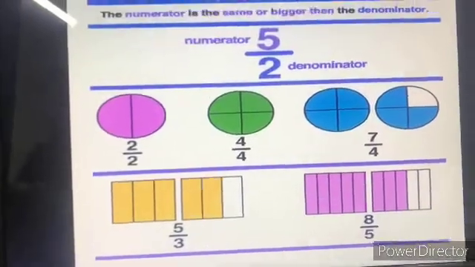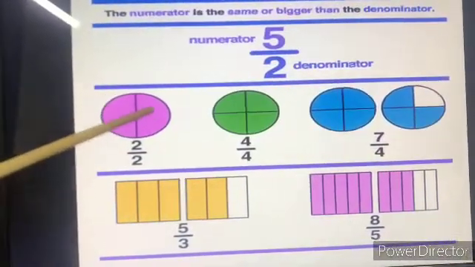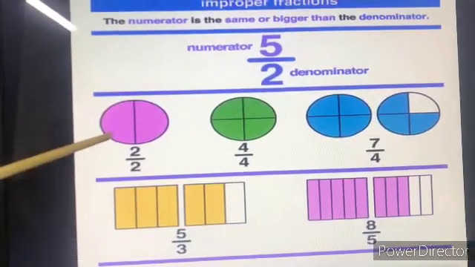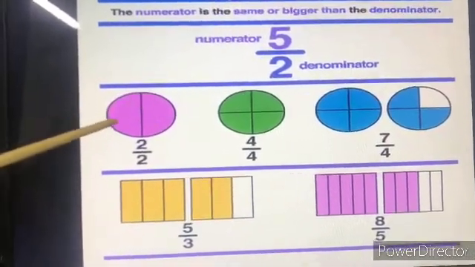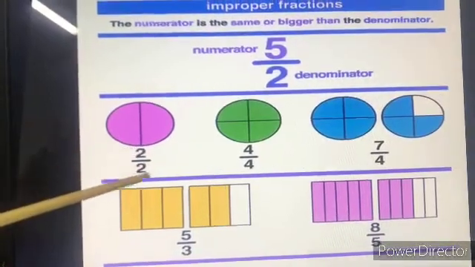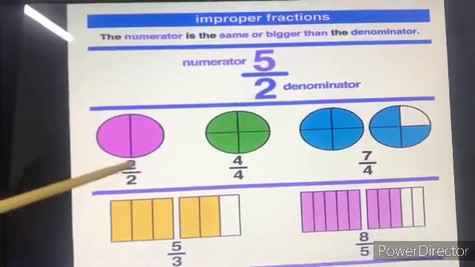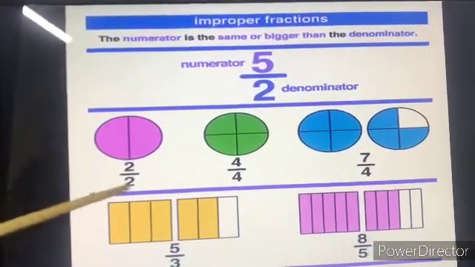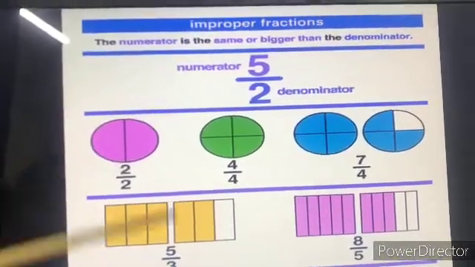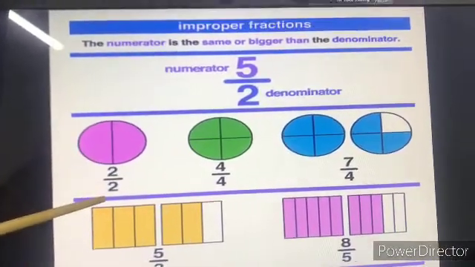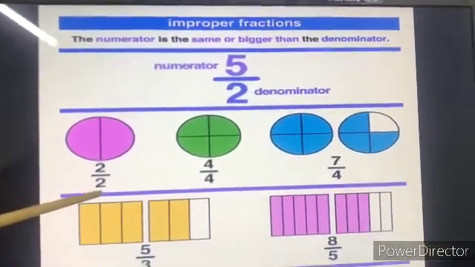First of all, I'll show you the equal parts. I had one whole and I divided it into two parts and I took both, meaning 2 by 2. What was the total number of parts? 2. And how many did I shade? 2. So it means 2 by 2 is equal, and that comes under improper fractions.